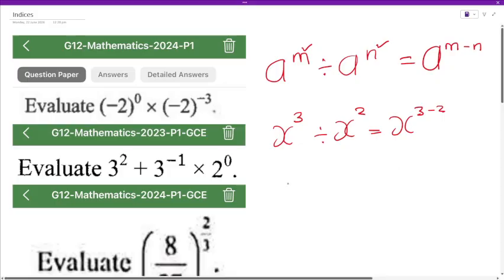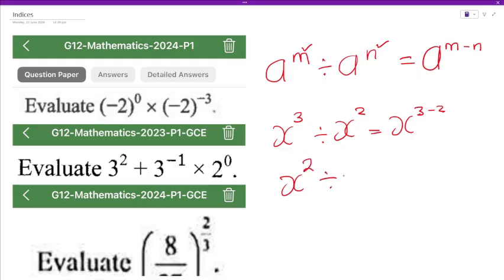How about when you have something like this, x to the power 2 divided by x? What is going to be your answer? Okay, the variables are the same, right? So we subtract the powers, so meaning it's going to be 2 minus what? 1. Remember, we said if you can't see the power, you know it's a 1. Okay, so remember to apply it when it is necessary.